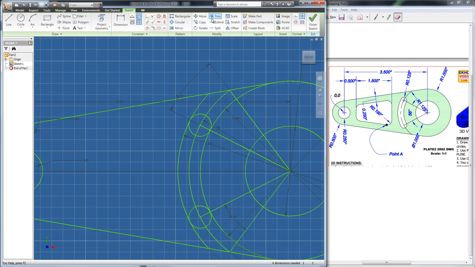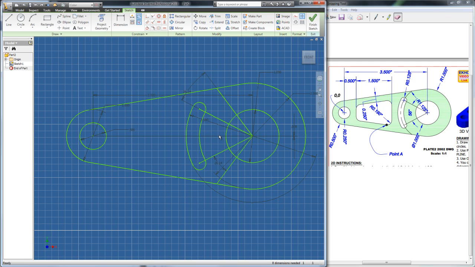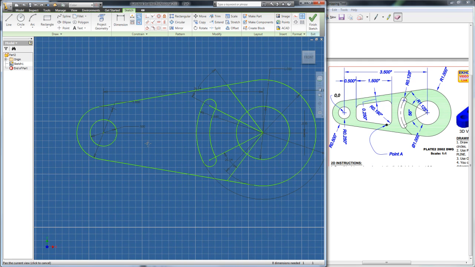Okay, trim. Trim is very useful. You will be using this all the time. Now let's delete everything we don't need. Whoops, better keep those there. Okay, so now our drawing is taking shape.